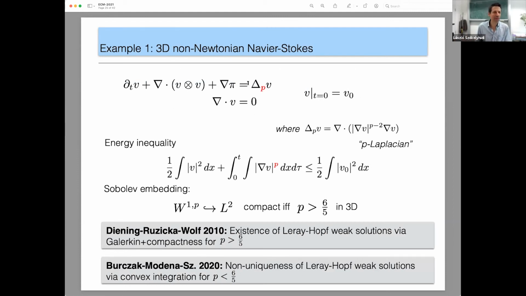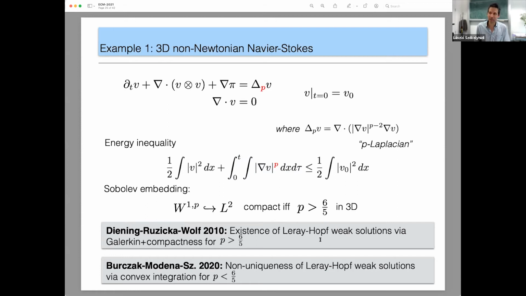Another variation of the same theme is if you look at the p-Laplacian, so these are called non-Newtonian fluids, as the dissipative term, then you can even look at the Leray solutions, so ones which satisfy the energy inequality of Leray. But now you have the p-th power of the gradient of v in the inequality. And again, the first thing you should ask yourself, do you have a compact embedding into L2? And this happens if and only if p is bigger than 6/5.